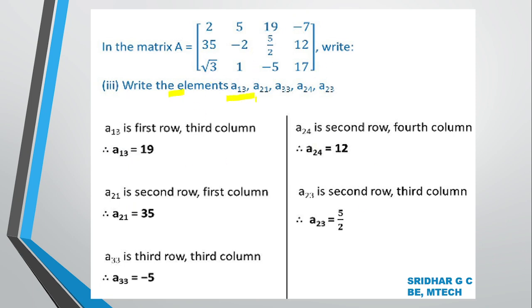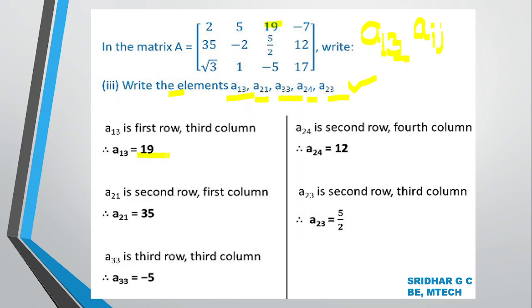Next, in the matrix, write the elements. They have given A13, A21, A33, A24, A23. We should denote which elements these are. Understand A13 properly: 1 indicates the row and 3 indicates the column. Generally we call this Aij, where i indicates the row and j indicates the column. So A13 means first row and third column. It is 19.